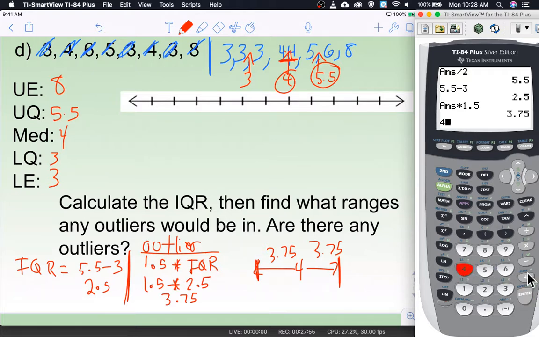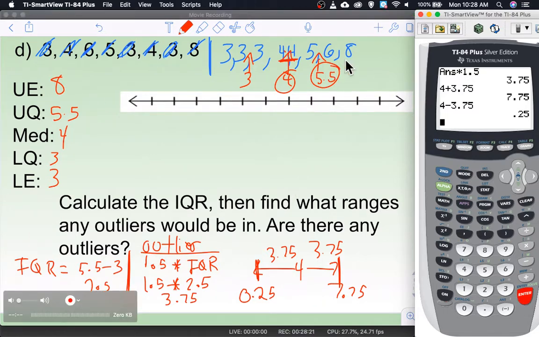So 4 plus 3.75 is 7.75. So anything 7.75 or bigger is considered an outlier. And 4 minus 3.75 gives us 0.25. Are there any outliers? Actually, yes, we do. This 8 is considered an outlier.